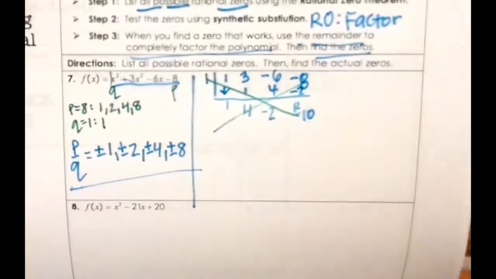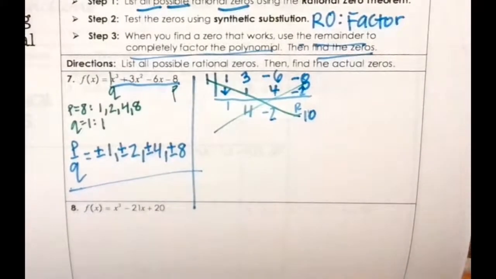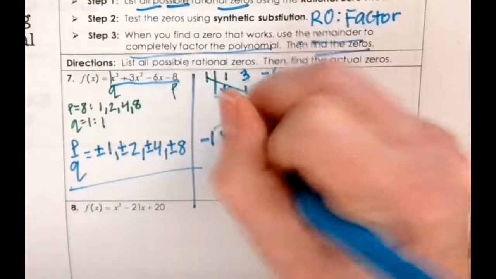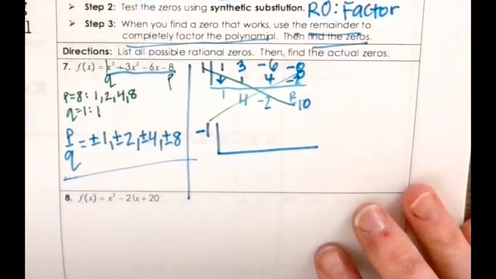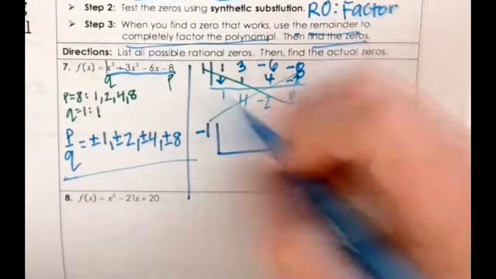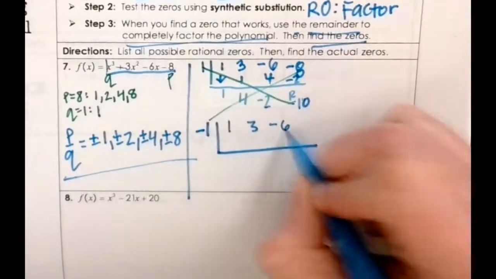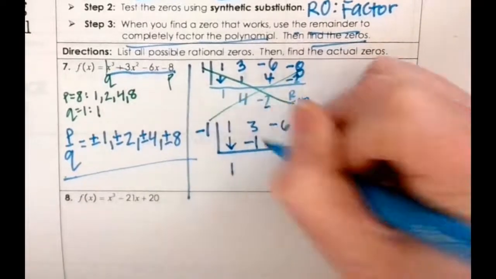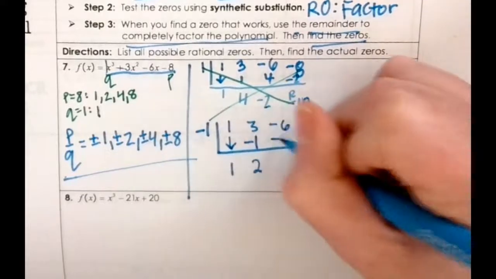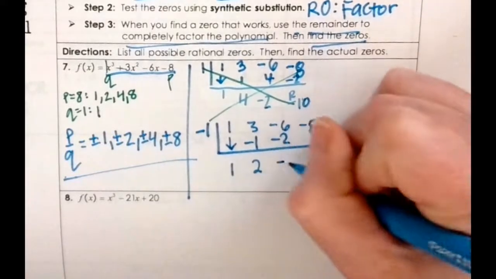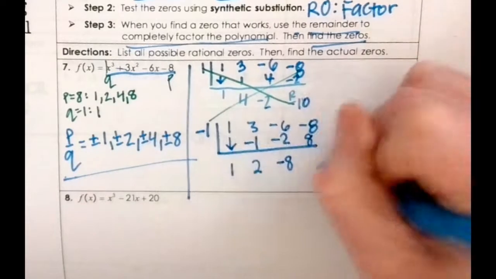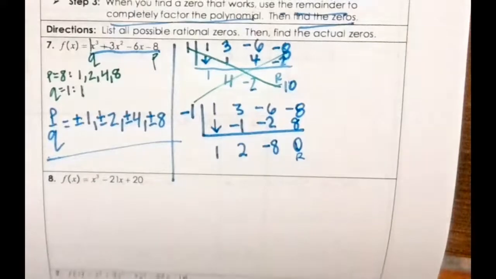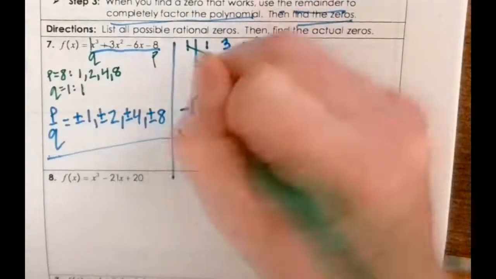Okay, and I'm going to help you out with a couple of these. But the next one I want to try is -1. Okay, so let's do that and see what we get for the remainder. Okay, so I have 1, 3, -6, -8. So I'm going to bring down the 1. 1 times -1 is -1. 3 minus 1 is 2. 2 times -1 is -2. -6 minus 2 is -8. -8 times -1 is 8. Remainder 0. Okay, so I know -1 is a factor. Woo!